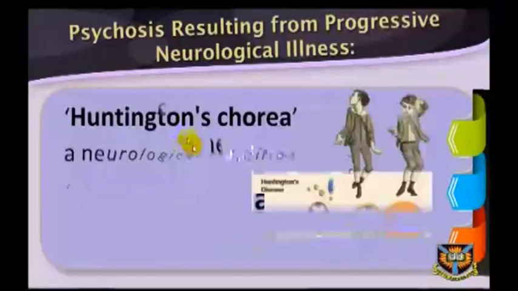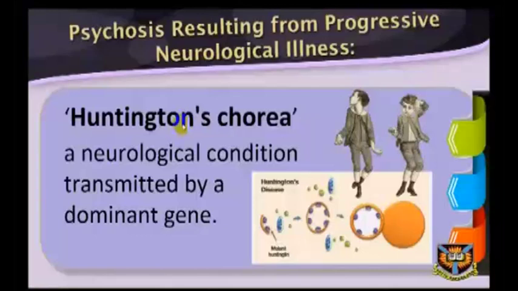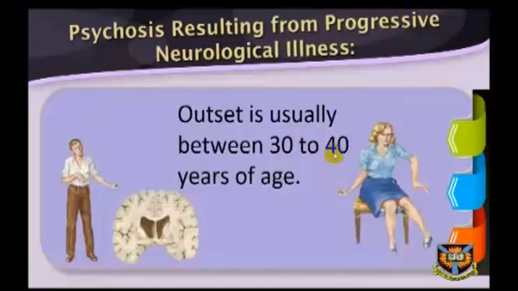Huntington's chorea is another progressive neurological condition. It is transmitted by a dominant gene. The onset is usually between 30 to 40 years of age. Symptoms include incessant jerking, twisting movements of the neck, trunk and extremities, as well as facial grimacing, explosive speech, and ataxia.